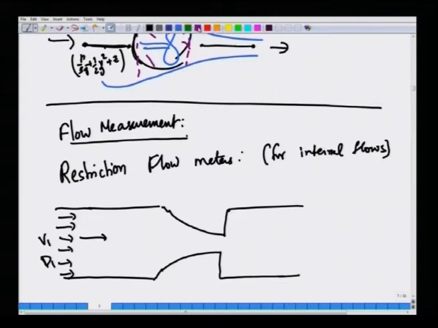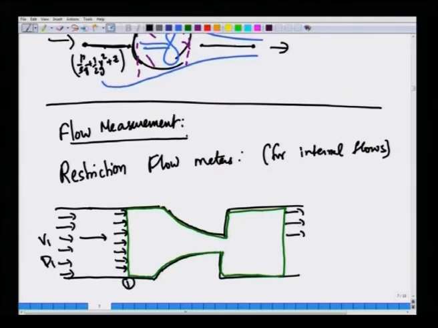In order to do this, we have to draw a CV. The CV is the green line that I am going to draw. It adjoins the cross section of the flow meter very closely. This is my CV. So fluid is coming into the CV at station 1, and it is leaving the CV at some other station. Now that is the CV that we are going to work with.